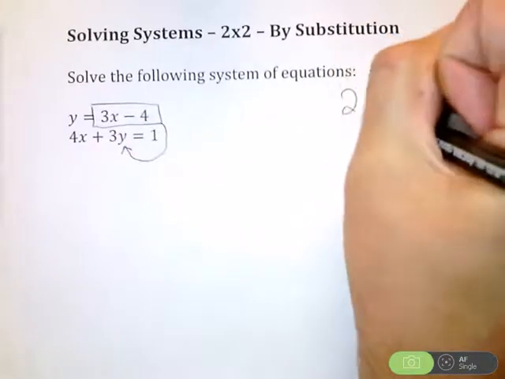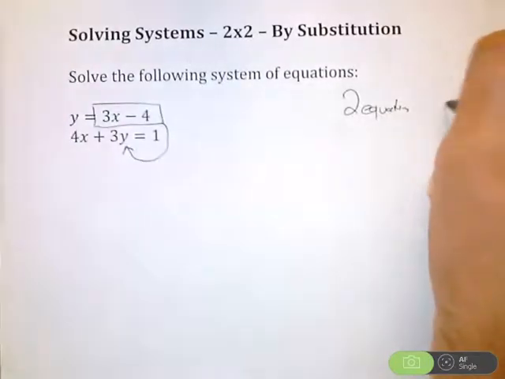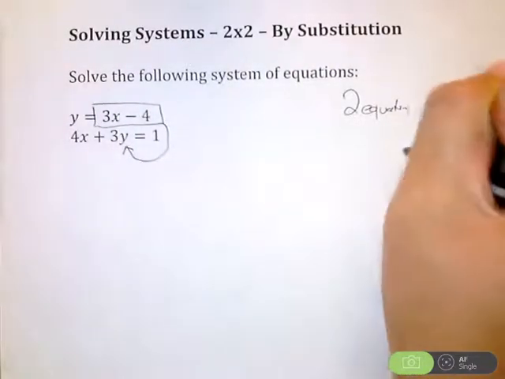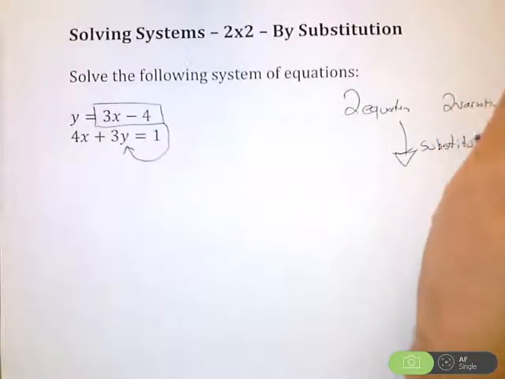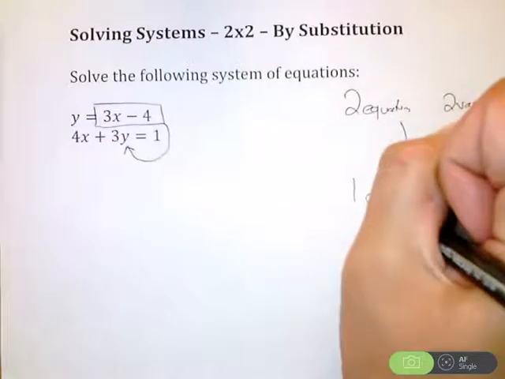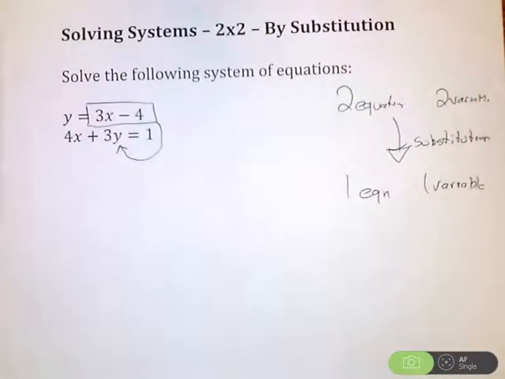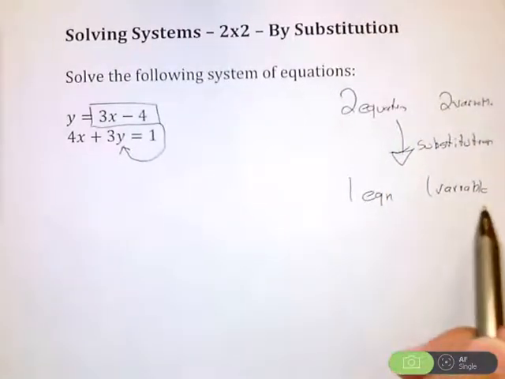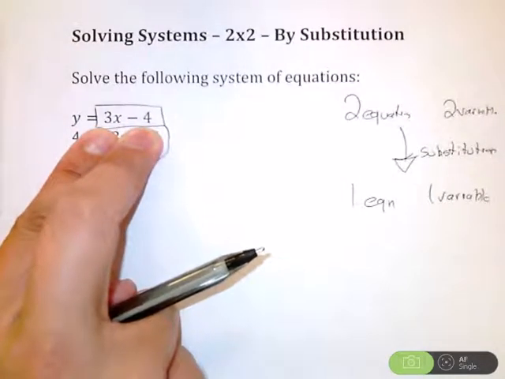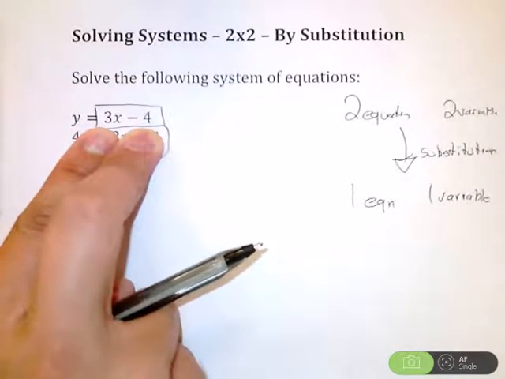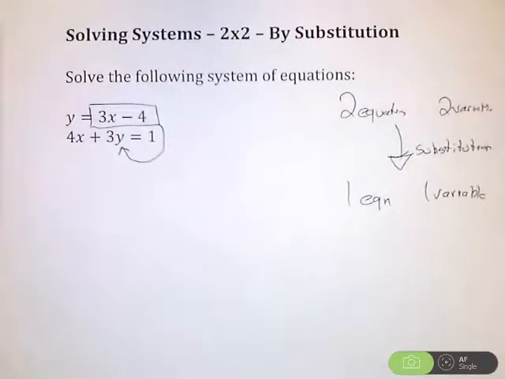So what I'm going to do is go from a system of two equations, two variables, and by substitution, I'm going to get it down to one equation, one variable. When you just have a plain old y equals 3x minus 4, you can't solve for x or y there. We can't find the exact value. So we're going to get down to one equation, one variable. That is something we can solve using basic algebra.